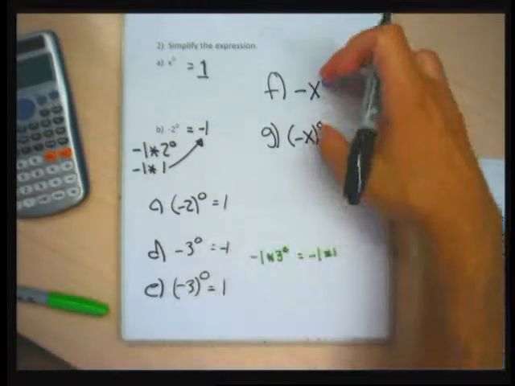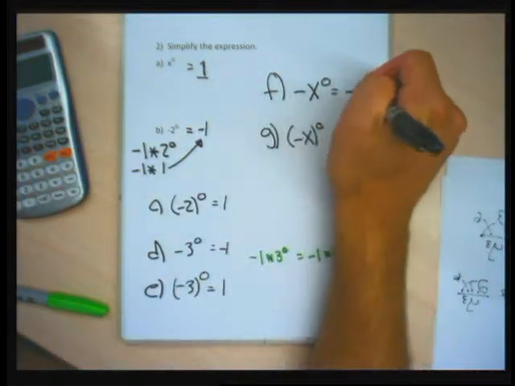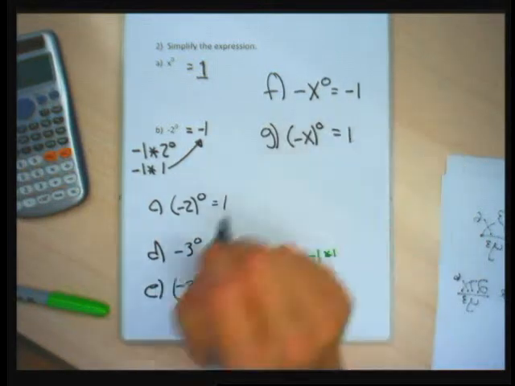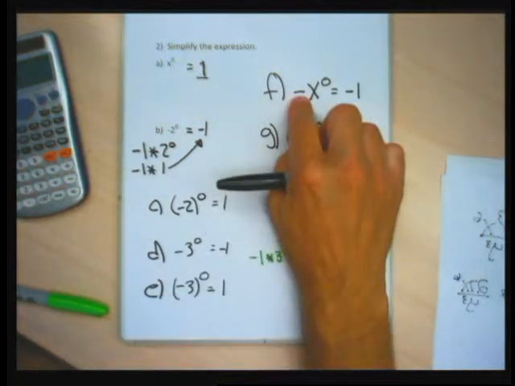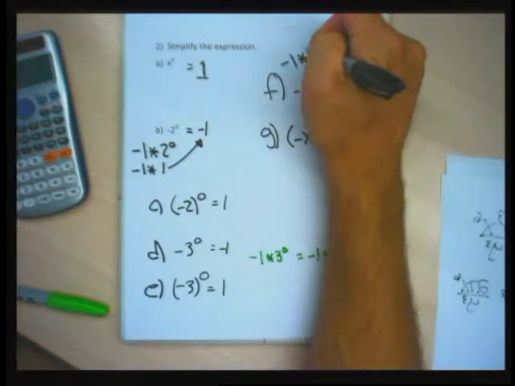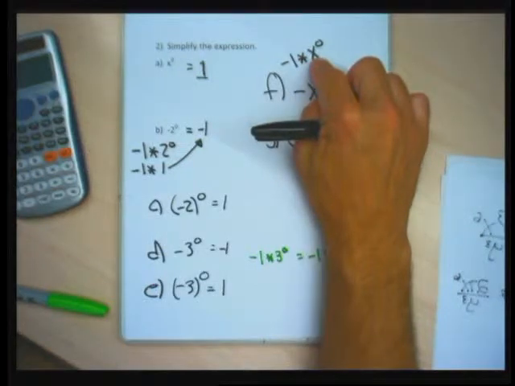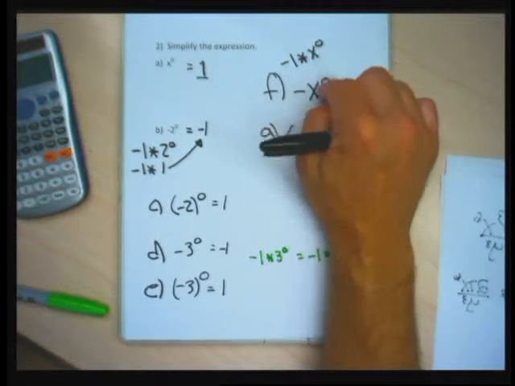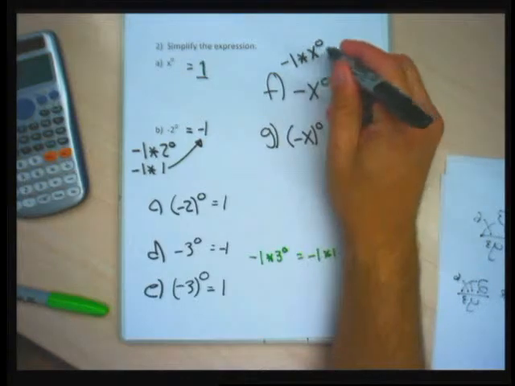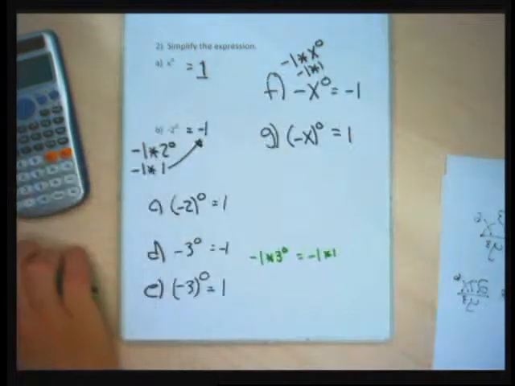And again, these two problems kind of parallel these 4 problems. This one would be a -1. This one would be a +1. If the negative's not in the parentheses, that really means the only thing that's being raised to the 0 power is the thing that the 0 power is next to, in this case, the x. So this means -1 times x to the 0 power, which is -1 times 1, which is -1.